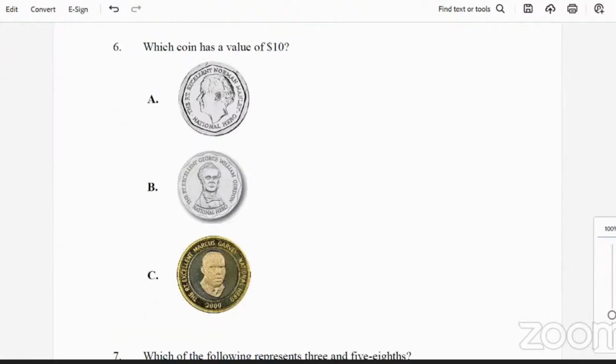All right, it says which coin has a value of $10? So of course you have to know these coins. If you're not sure what the coins look like, now is the time to go find your coins and see what the images are on the coins to know exactly which of them. So the first one is the $5 coin, B is the $10 coin, and C would be the $20 coin. So which coin has a value of 10? The answer is B.